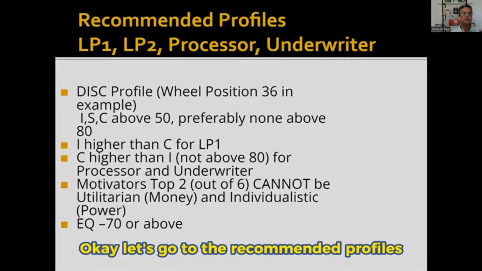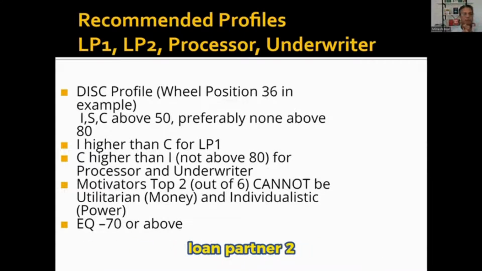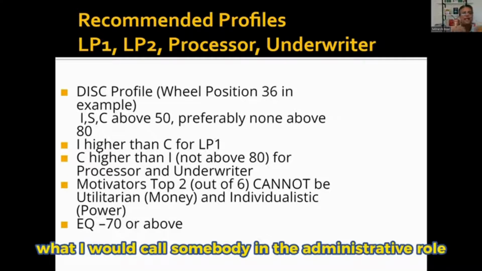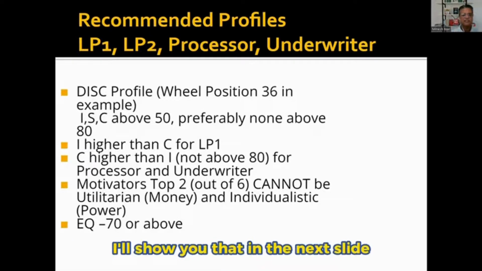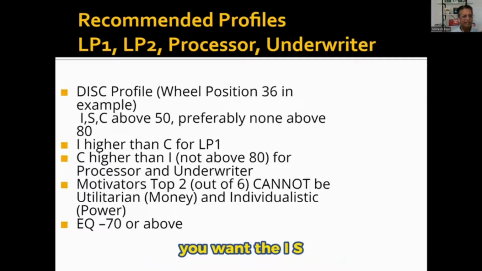Okay, let's go to the recommended profiles for loan partner 1, loan partner 2, could be processor, underwriter, could even be what I would call somebody in the administrative role in your team. So the DISC profile, wheel position 36, I'll show you that in the next slide. You want the I, S, and C above 50, preferably none above 80.